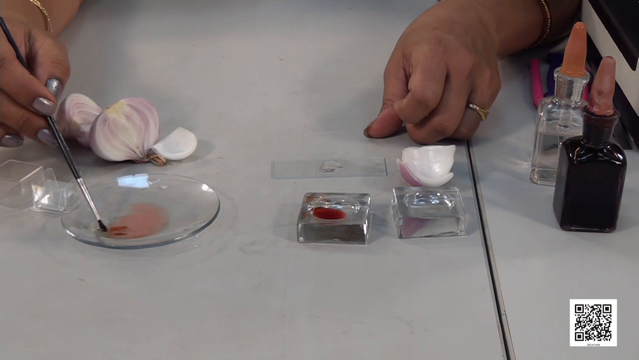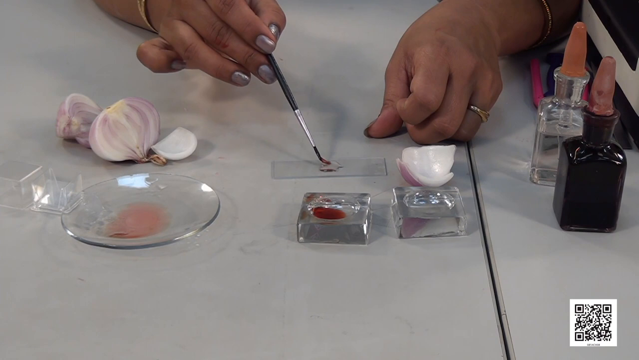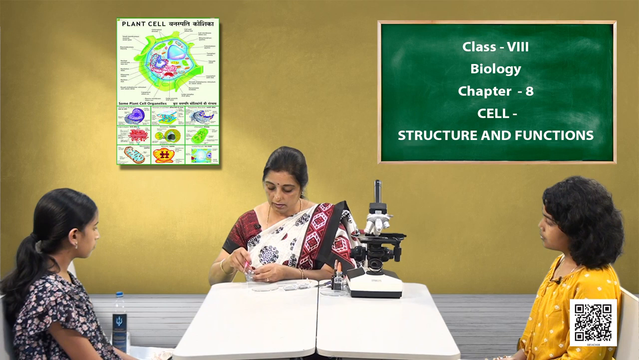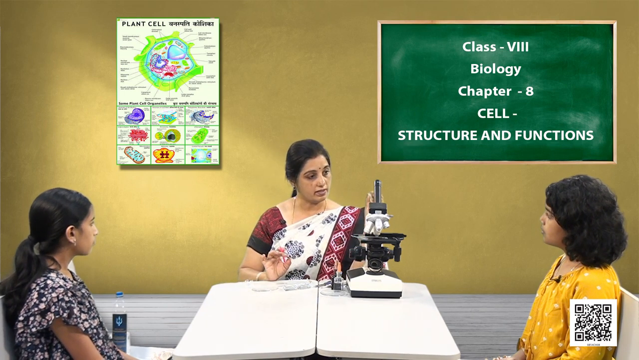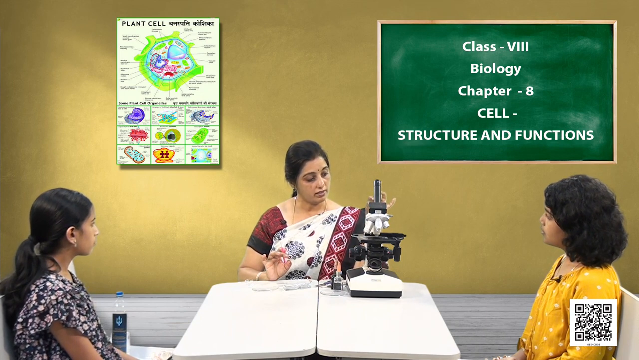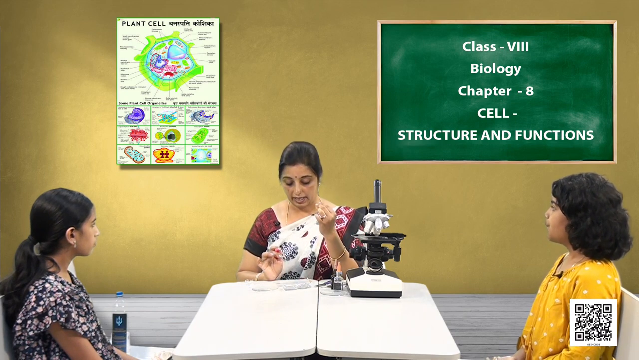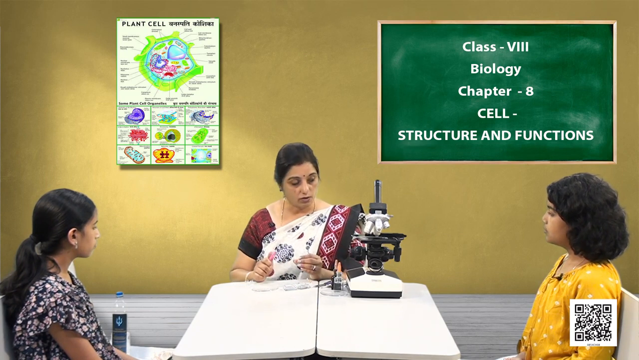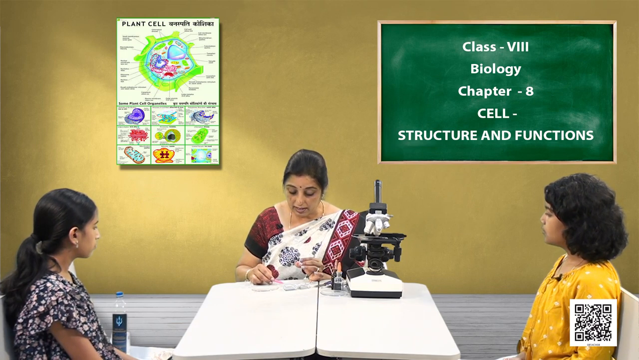I may use this needle. This is the cover slip. I'm going to hold it like this. I'm not touching the center. I'll only hold it by its edges. So this is a very important step. By practice, you will be able to mount it. While mounting, I'm avoiding the air bubbles so that the peel doesn't get dried.